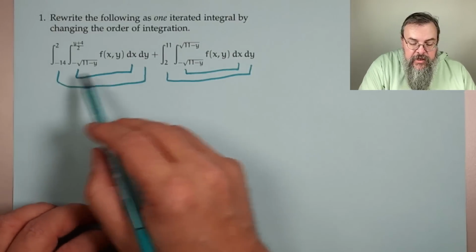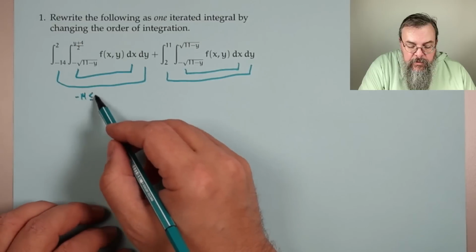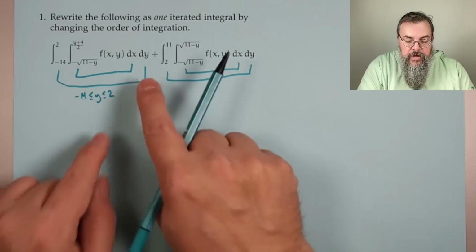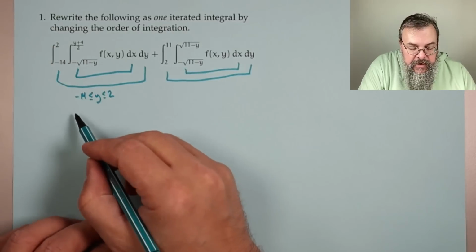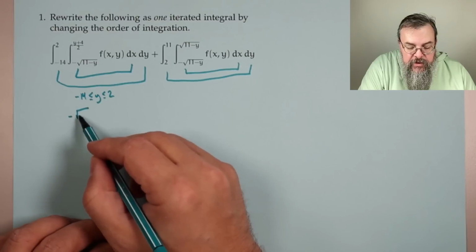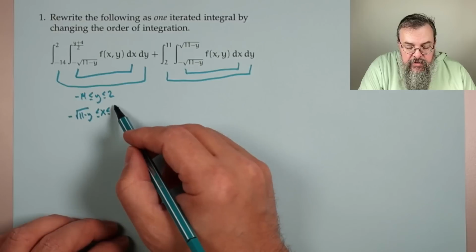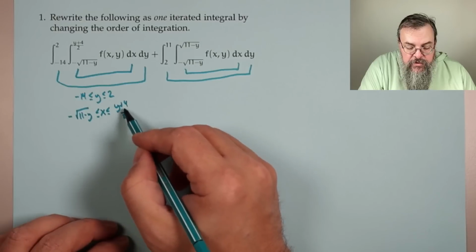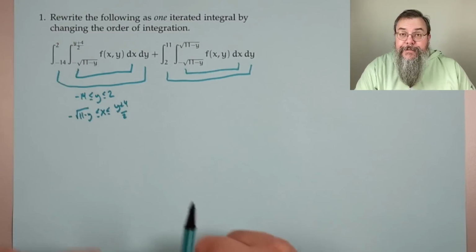So here, the outer part tells us negative 14 is less than or equal to y, less than or equal to 2. We know it's y, and then we say negative 14 to 2. Then the next layer says negative square root of 11 minus y is less than or equal to x, less than or equal to y plus 4 over 2. Again, we know it's x, and then, from the bottom to the top.